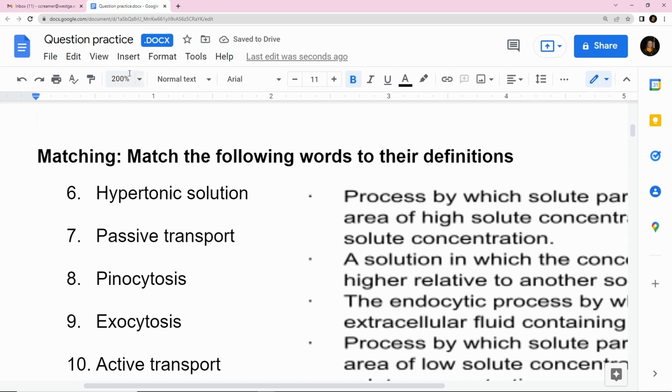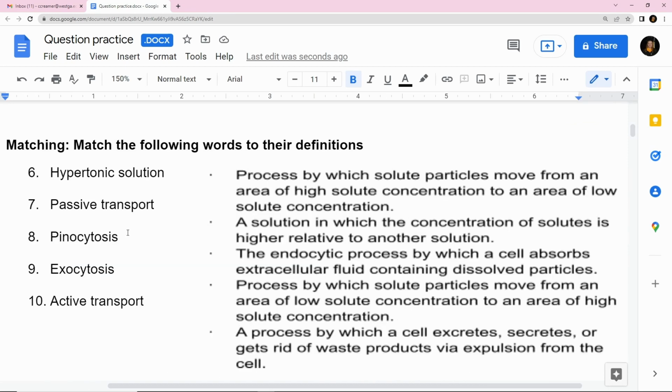All right, next we're going to match some things. So let's bring this down a little bit smaller so we can compare. We're going to read the definitions first, and then try to figure out what term that is. A process by which solute particles move from an area of high solute concentration to an area of low solute concentration. So, what is the term that best matches that definition? So, solute moving from high to low, that is passive transport.